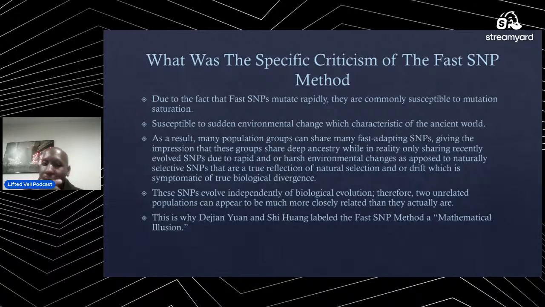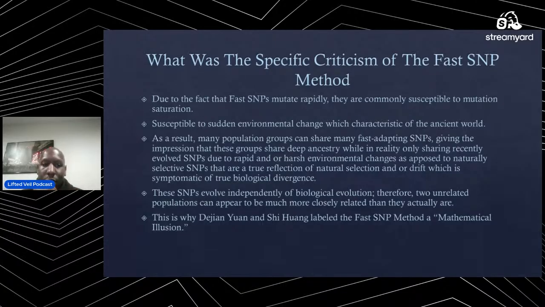The reason why I said that is because, as it is historically documented, they say that 25,000 years ago was the last glacial maximum. And so there was significant climate change before the last glacial maximum and after as well. And so as the weather progressed, the environment changed, that could theoretically affect fast SNPs because they are dictated by environmental changes.